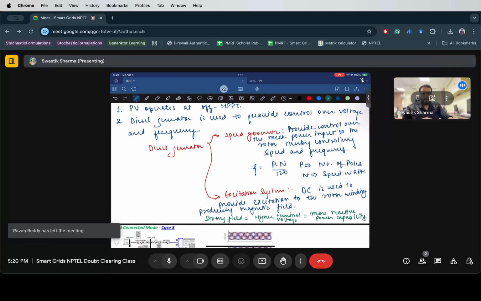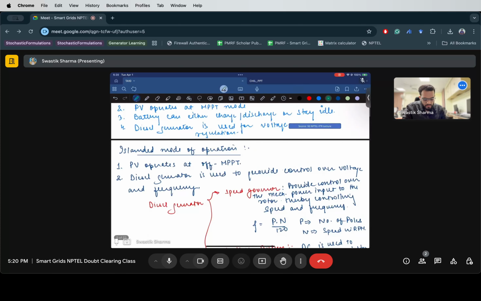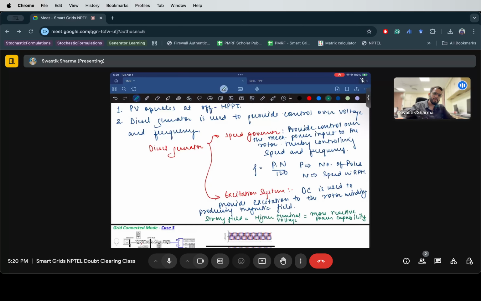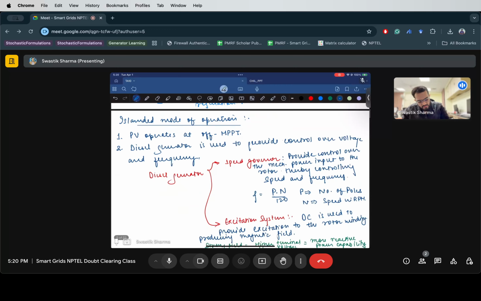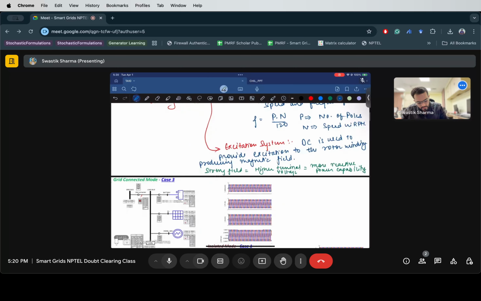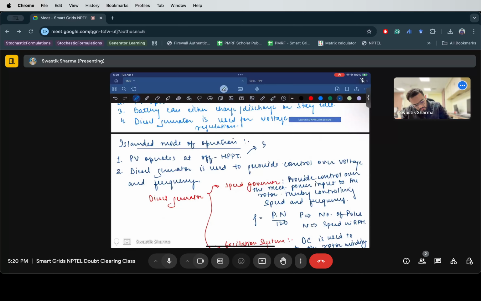So that is what happens with the diesel generator, right? And that is why it is used to provide control over the voltage and frequency of the AC bus at which the microgrid is connected, right? This is the reason why the diesel generator is used for that purpose. And what will happen to the battery? The battery will either charge or discharge based on what is happening. So we'll discuss how this battery either charges or discharges.